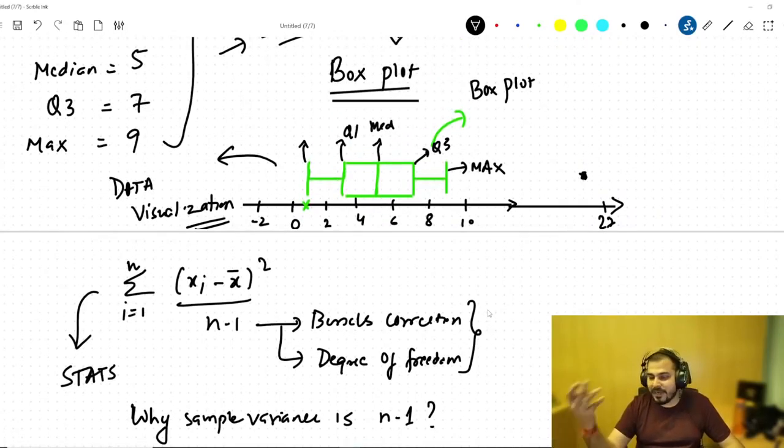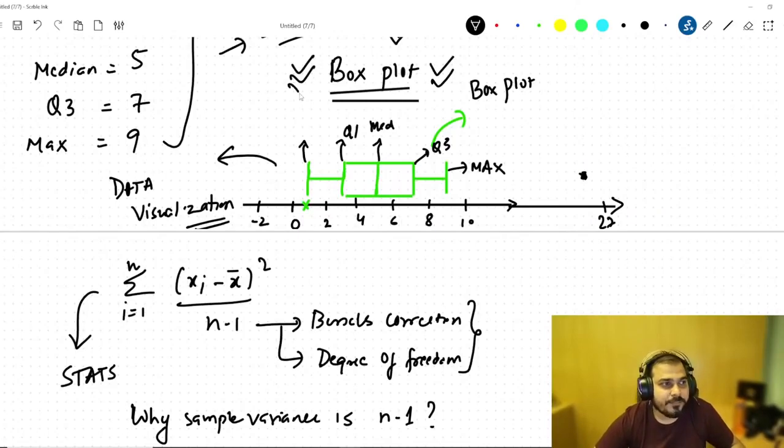Now tell me, one interview question may come: what is the application of box plot? Someone tell me.